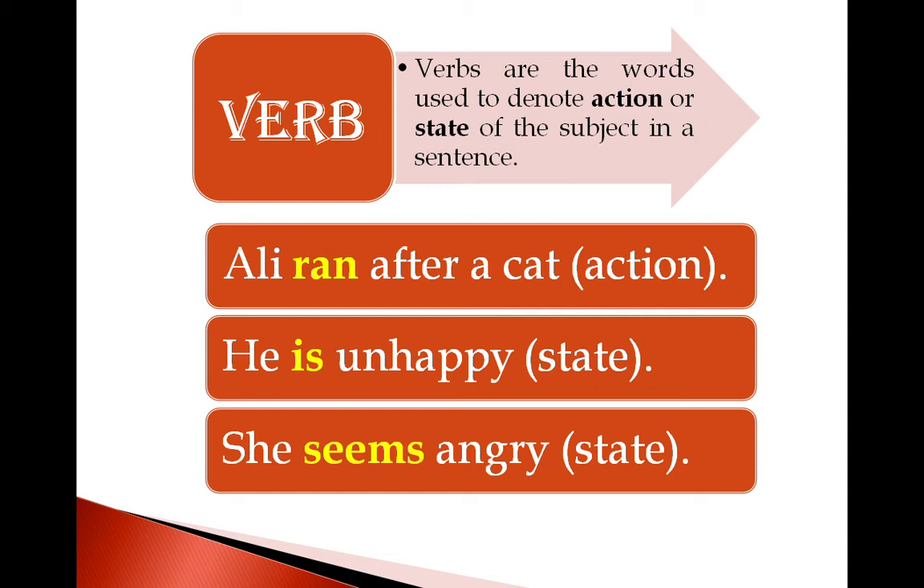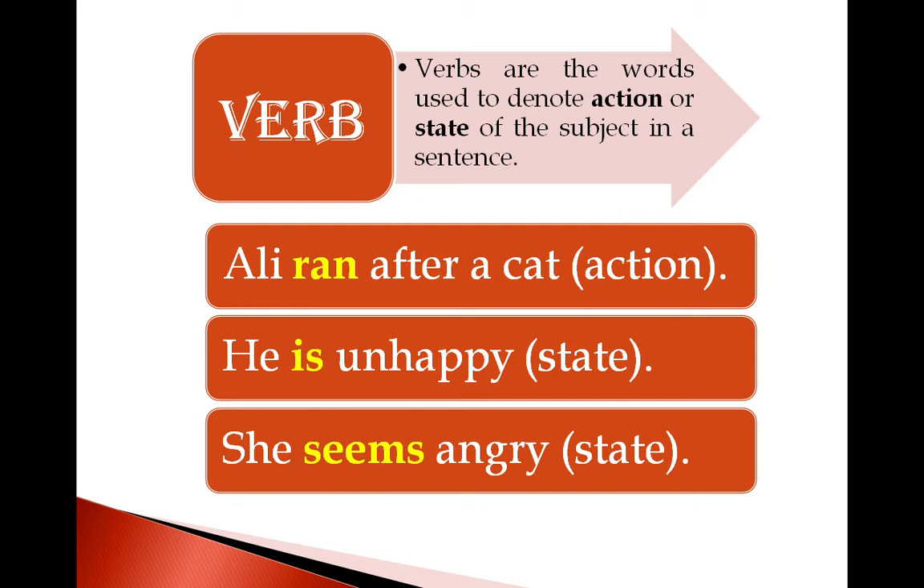Look at the next example. He is unhappy. This sentence is about he. So he is the subject. Is he doing something in this sentence? No. No action is taking place in this sentence. The verb in this sentence is "is". And it's simply showing us what the subject is. What is the state of the subject? Look at the next example.